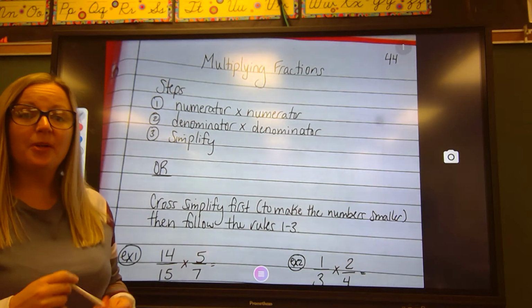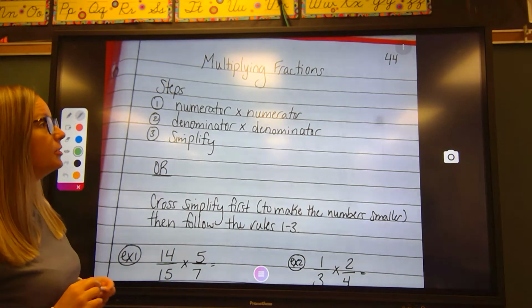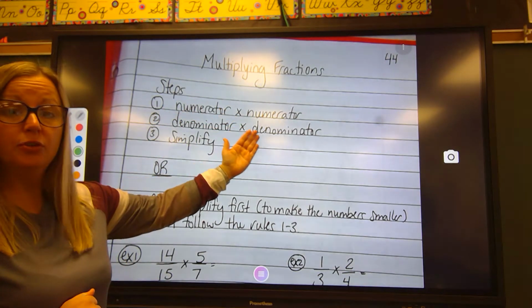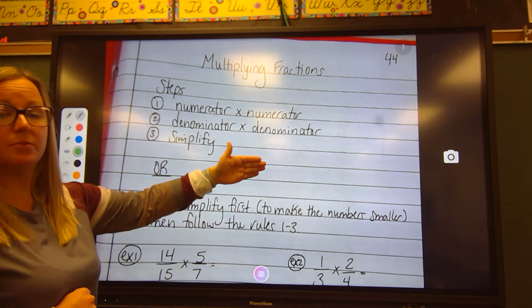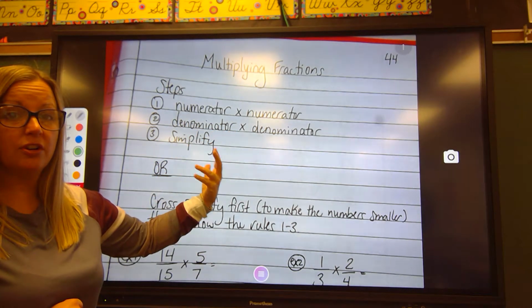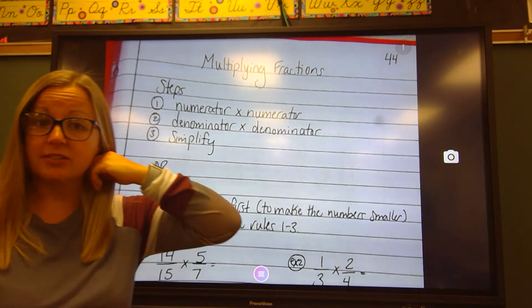Today's lesson is multiplying fractions. You can find this on page 44 in your notebook. The steps to multiplying fractions are the numerator times the numerator, or top times top, and denominator times denominator, bottom times bottom, and then just make sure your answer is simplified. If you end up with an improper fraction, you always want to change that to a mixed number in simplest form.